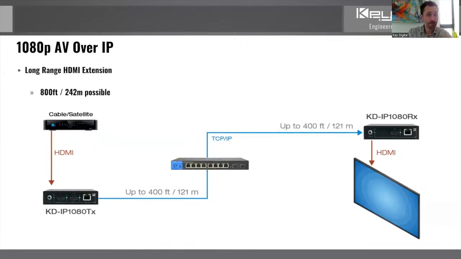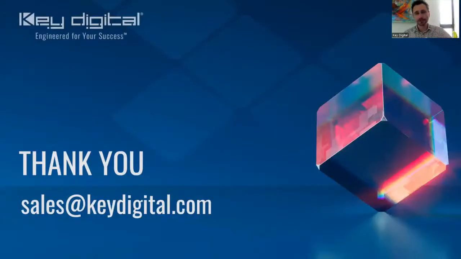Or if you need to go even further, put a network switch in the middle. A small network switch is fine from our list of verified network switches. And now you're able to do up to 800 feet, 242 meters in total if you needed. So there you go. There are some out of the box ways and some more traditional ways of using the Key Digital IP 1080p AV over IP system.